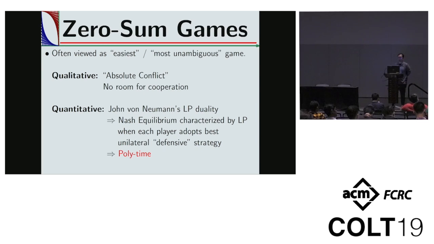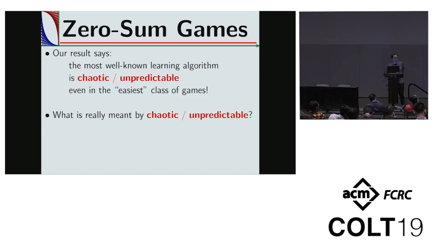So if you don't know what that is, it doesn't matter. The important thing is that there are two linear programs which allow the Nash equilibrium to be computed in polynomial time. Instead, in general games, this can be PPAD-complete. So our result says that probably the most well-known learning algorithm in zero-sum games is chaotic, even in this easiest class of games.